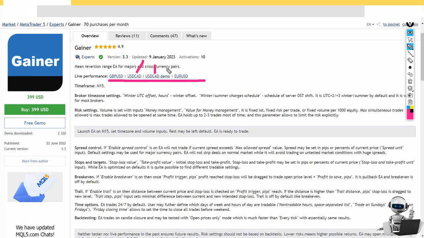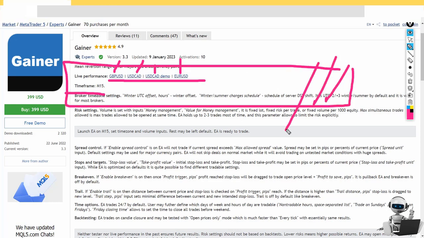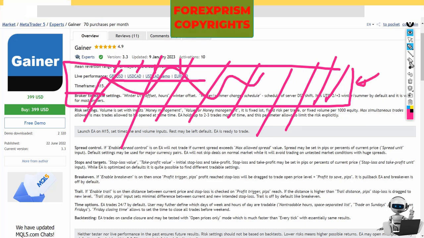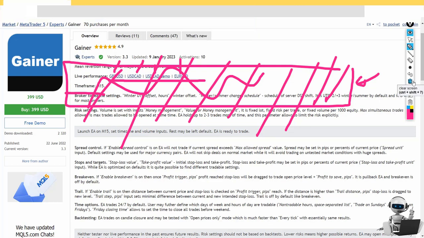We have real, demo, real. Time frame is 15 minutes. He does not explain that much about his EA, which is a little bit of a disadvantage, to be honest, because the description here is missing. We don't know how the logic of this EA works. All he says is that the EA uses reversion spots on the range. So this is the only information that we have.